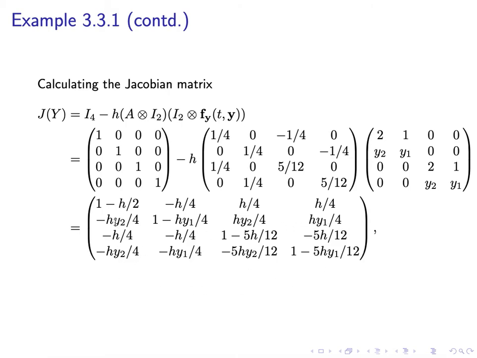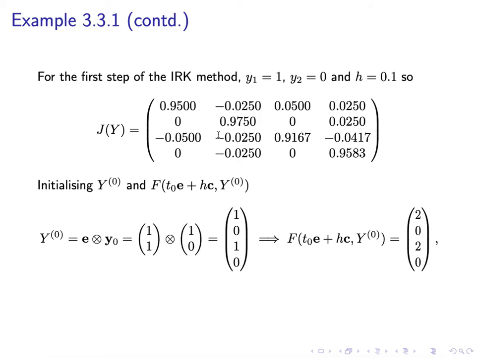We know what h, y1 and y2 are, so we can actually calculate our value for big J. So for the first step, y1 is 1, y2 is 0, and we've chosen a step length of 0.1. So if we do the calculations, this is our Jacobian matrix. If we're using Newton's method, we've got to initialize y0. So remember, y0 is just the tensor product of a 1 by 1 vector with our initial values of y1 and y2, which gives us that.